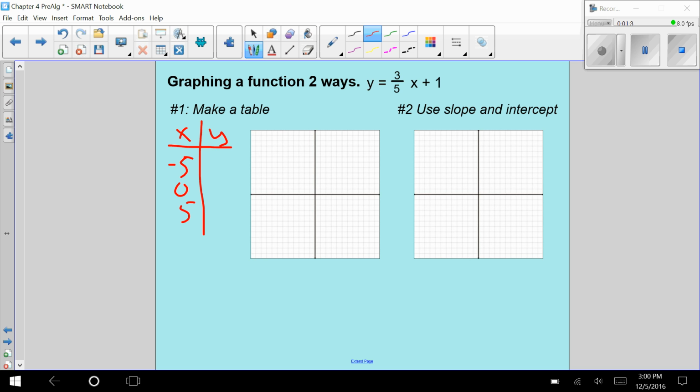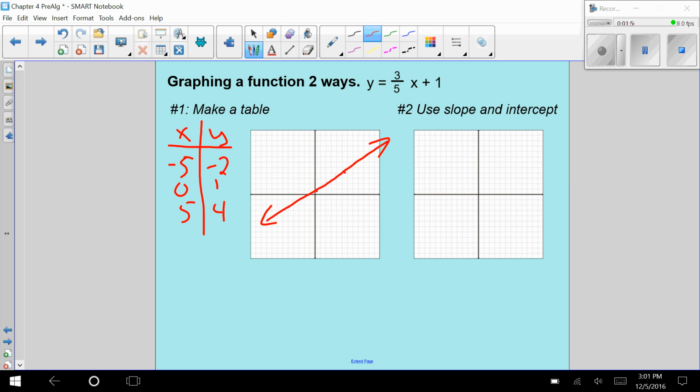If I plug in negative 5, I get out negative 2. If I plug in 0, I get 1. If I plug in 5, I get out 4. So when I plot this, I plot negative 5, negative 2, right about there. I plot 0, 1, and I plot 5, 4. And then I connect my points with a line.